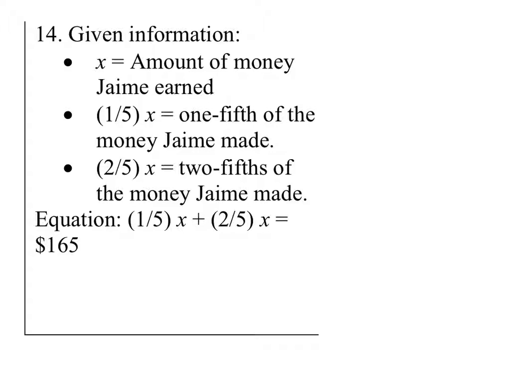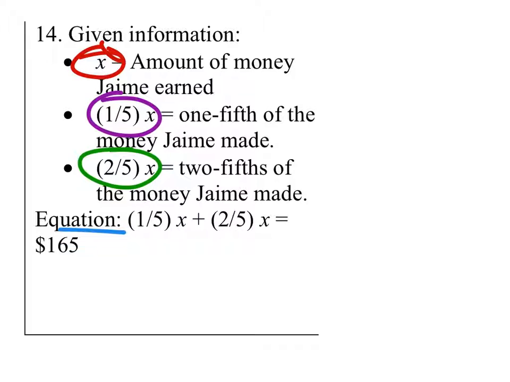Here's the given information. Right out here, we got x. This is our x. We got the 1/5 x. That's 1/5 of the money Jamie made. We got 2/5 of the money Jamie made. And then finally the equation down here. So we will need 4 sentences. 4 very nice sentences.